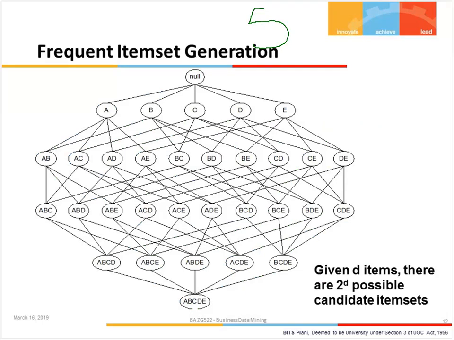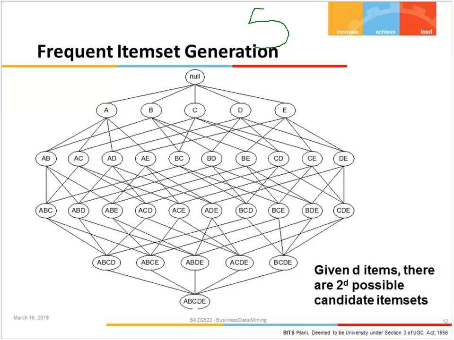Null, let's say null is one item set, which is no item set. Then A, B, C, D, E, these are the 5 items. So each one of them can be an item set. This will be a one item set. Then from these, we can generate 10 2-item sets. And then we can generate 10 3-item sets. And then we can generate 5 4-item sets. And we can have one 5-item set.